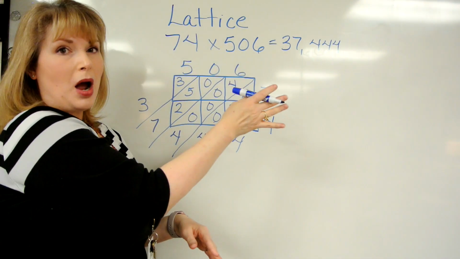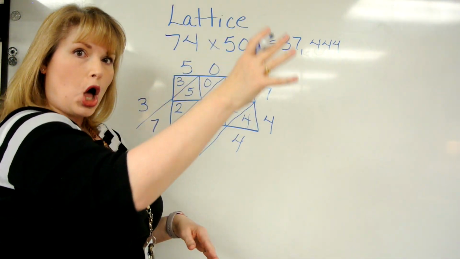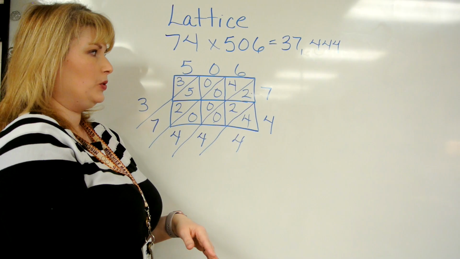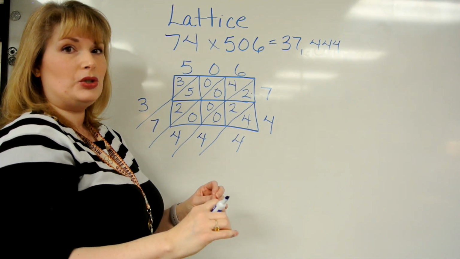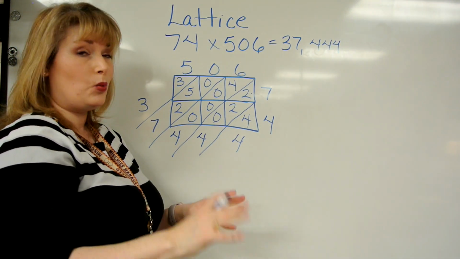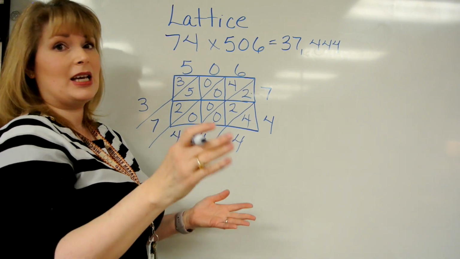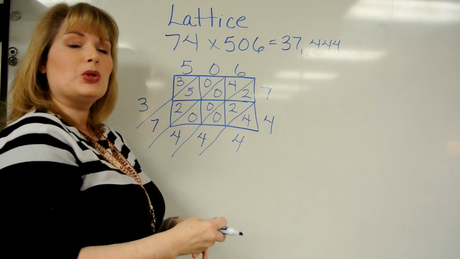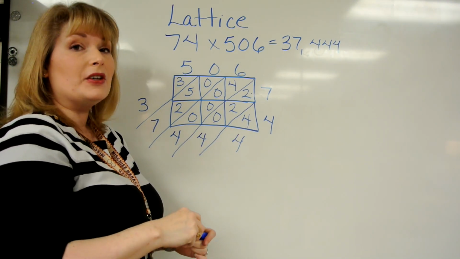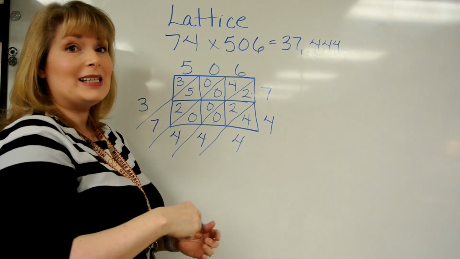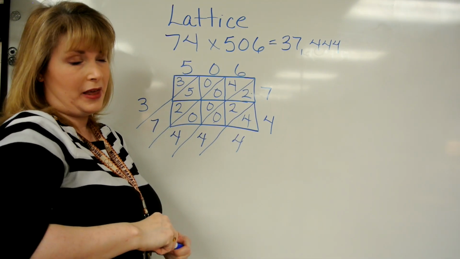A huge problem like this, instead of having those long multiplications that we used to do, it's literally turned into just 1 digit times 1 digit multiplication. 7 times 6, 4 times 6. So as long as the children know their times tables, lattice is insanely easy for them.